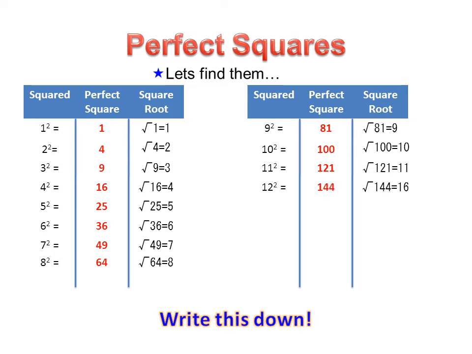12 squared is 144. So the square root of 144 is 16. Is that correct? No, it's not. We know the square root of 144 is 12. 13 squared is 169. So the square root of 169 is 13. We need to memorize the first 15. We're almost there. 14 squared, 196. So the square root of 196 is 14. And then 15 squared is 225, and the square root of 225 is 15. I'll give you just a second. Make sure you write these down.